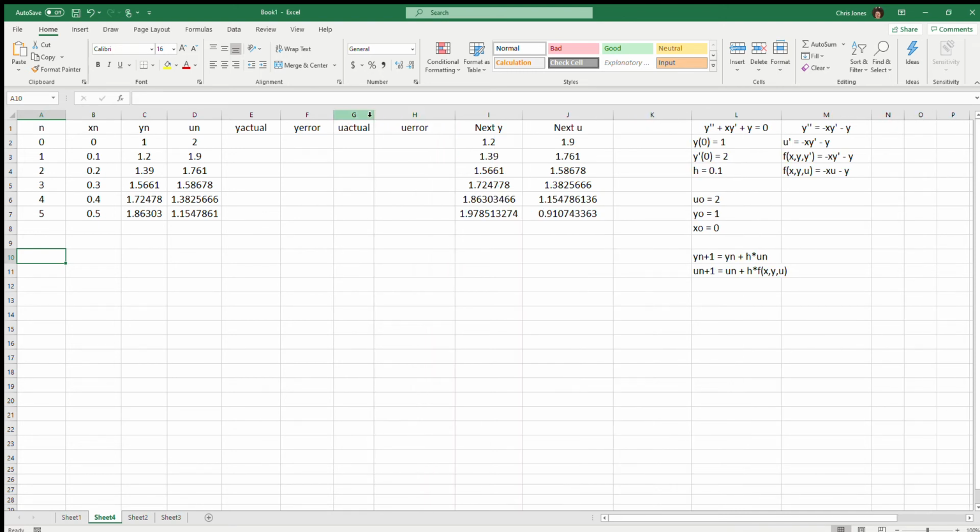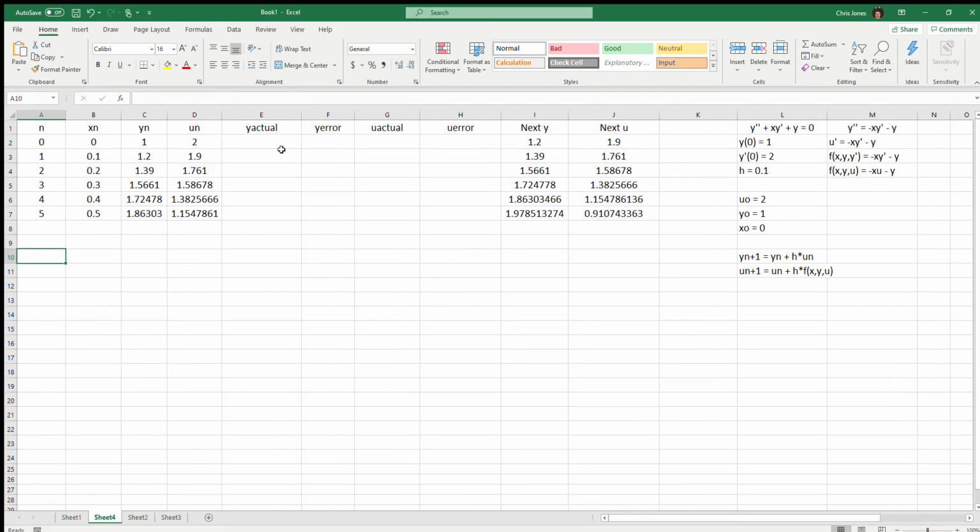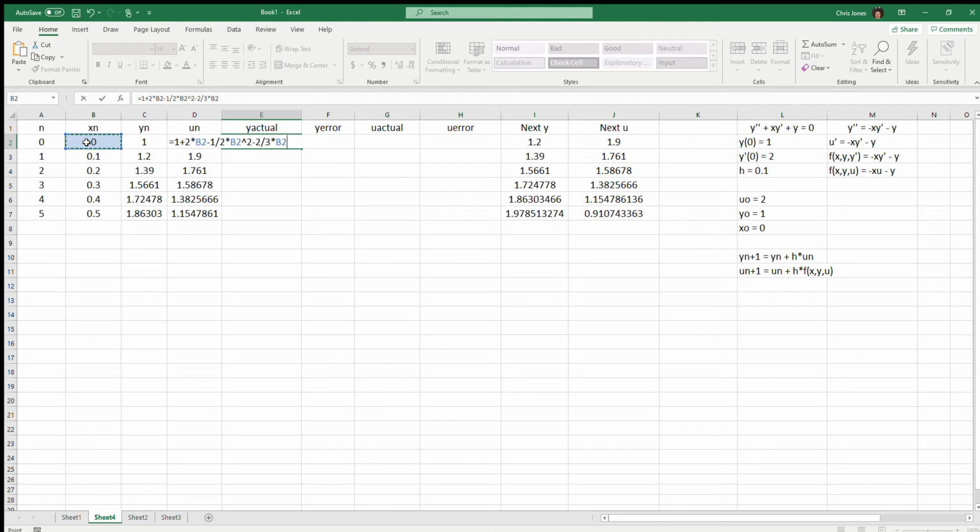All right, let's go through and find y actual and u actual. So you might remember that we had the series solution. All I'm going to do is just plug in 0.1, or 0 in this case, into our y actual. So that's going to be 1 plus 2 times 0 minus 1/2 times 0 squared, or that cell squared, minus 2/3 times this cell cubed. And again, this is the series solution that was given to us. So check your guided notes. You can see that somebody produced what the series solution was for that.